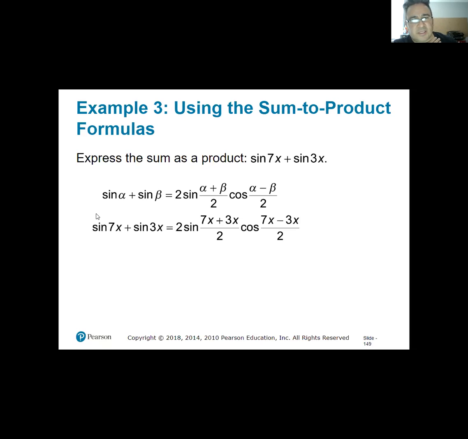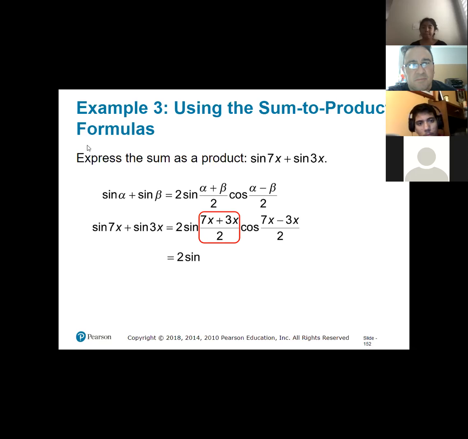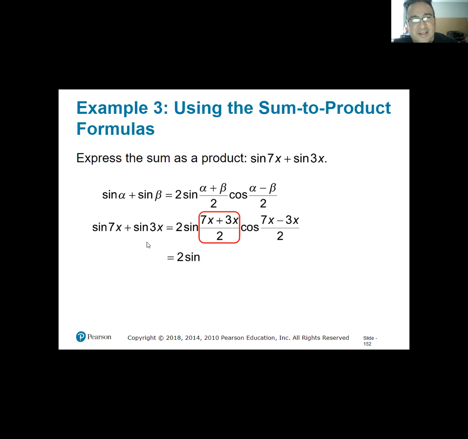So notice, pretty simple. From here it's just simplify, right? So simplify the first one. Let's go with Sarah. 7x plus 3x is 5x? Yeah, 5x, very good. 7x plus 3x is 10x, divided by 2 is 5x.